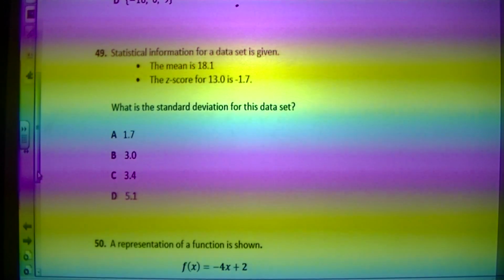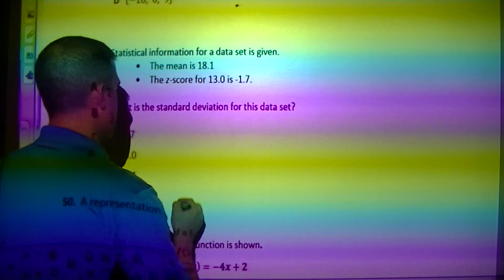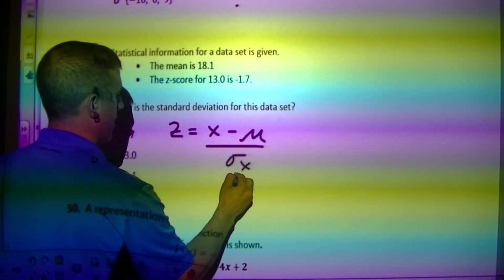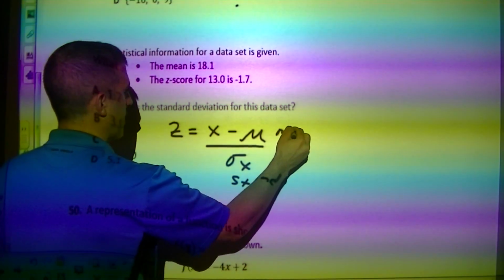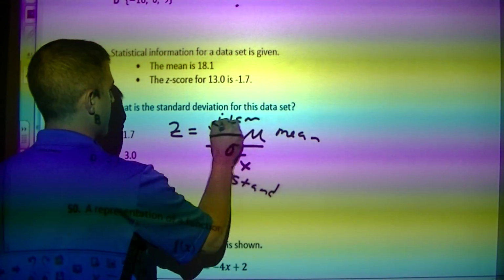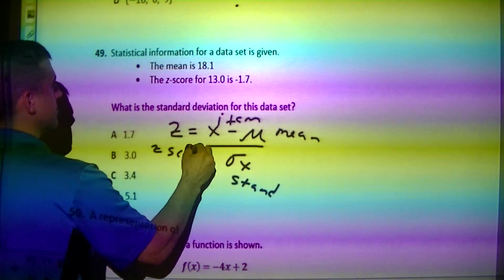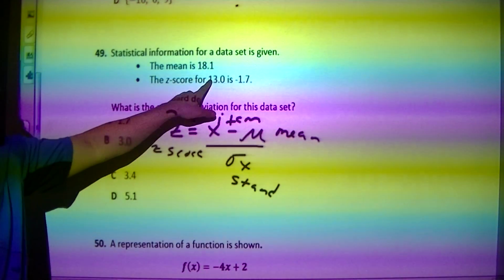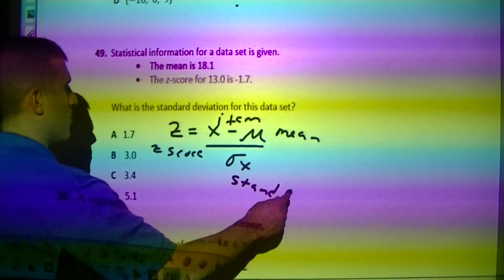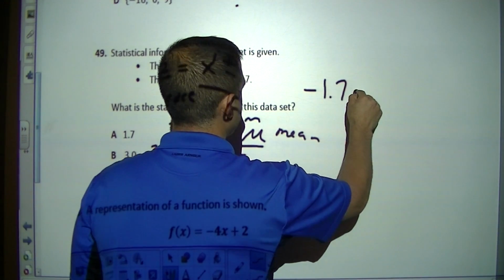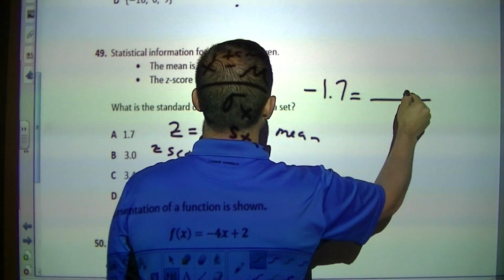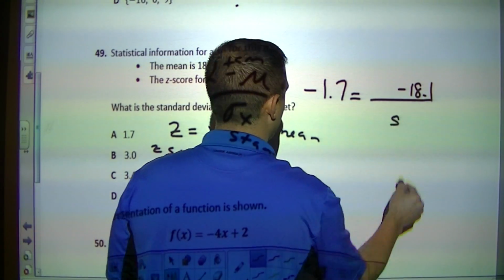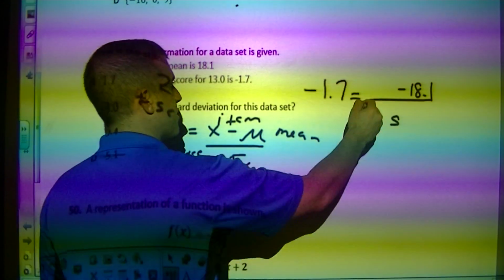Okay, the statistical information is given. So this formula is z equals x minus mean, divided by your standard deviation, where x is the item and z is the z-score. So they tell us the mean is 18.1. The z-score for 13 is negative 1.71. So here's what that's going to look like: negative 1.71, the mean was 18.1, my standard deviation is here. Let's call that S. The item is going to be 13.